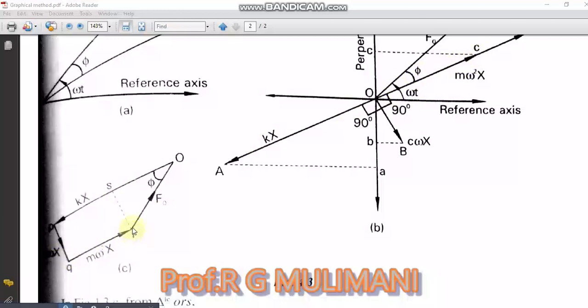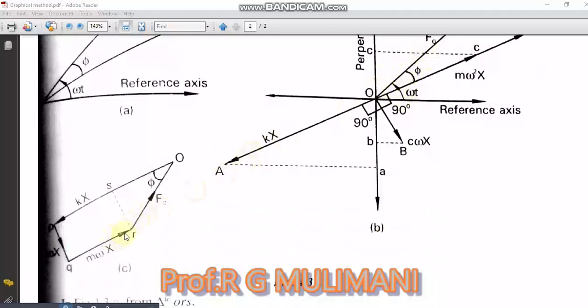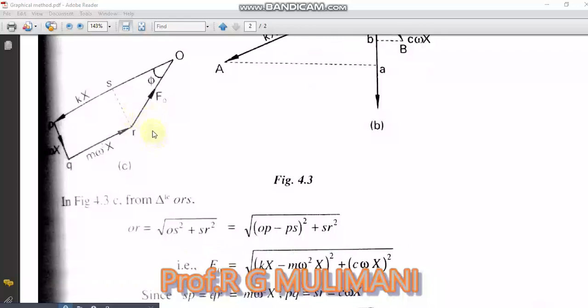The remaining force you just connect to the original point, that is the impressed force F naught. This impressed force is at an angle omega t. You connect this point to the origin. Now by this force polygon let us derive the response of the mass spring damper system. The magnitude of this is m omega square x, and this is kx, and this is c omega x. Let us find what the response is.